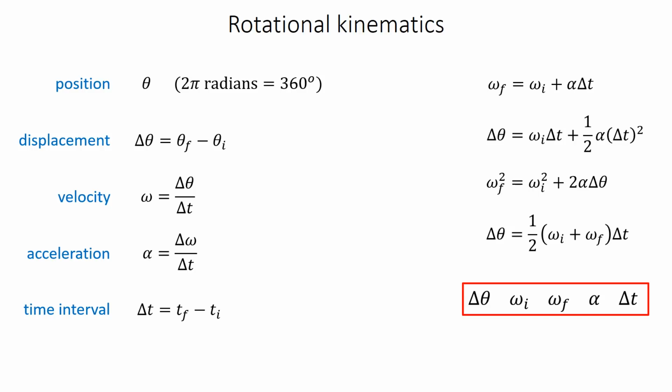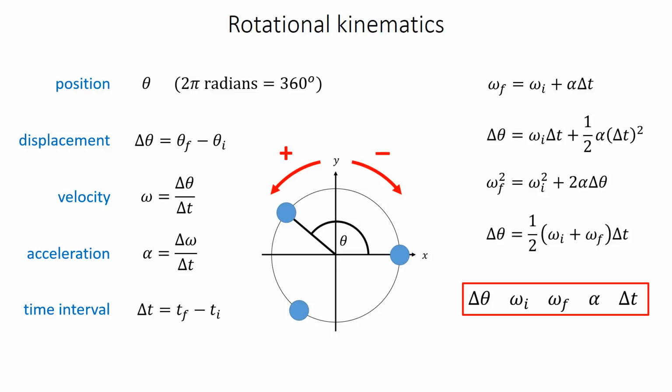And just like one-dimensional motion, we can define positive and negative directions to help with the vector aspect. In this case, we will define counterclockwise as the positive direction and clockwise is then the negative direction.